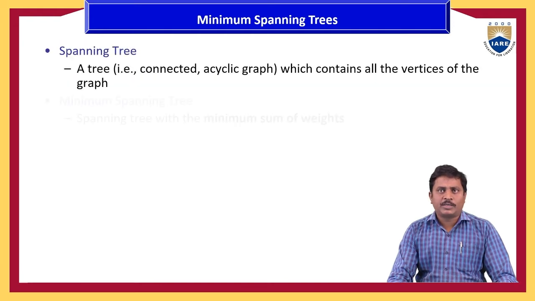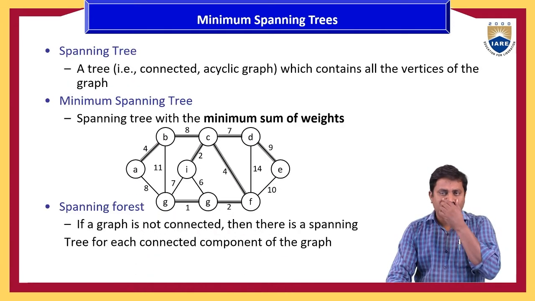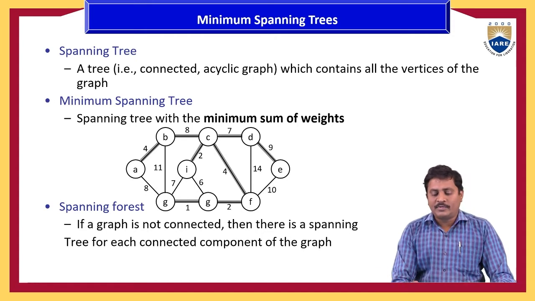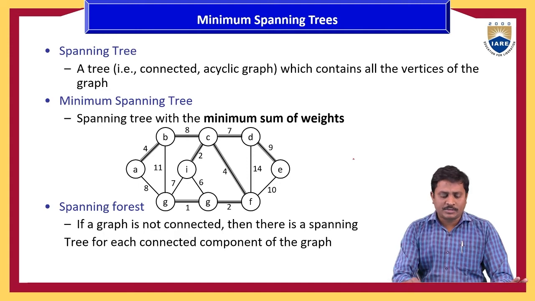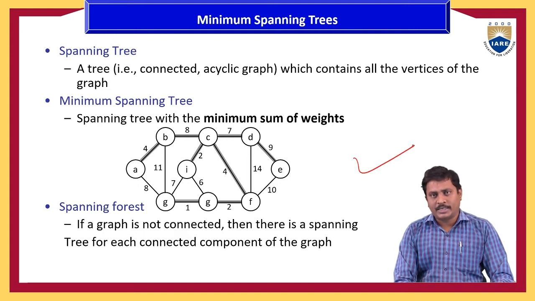Next, minimum spanning tree. First, spanning tree. What is meant by spanning tree? A tree which contains all the vertices of the graph, and is connected and acyclic, is called a spanning tree. A minimum spanning tree is a spanning tree with the minimum sum of weights.